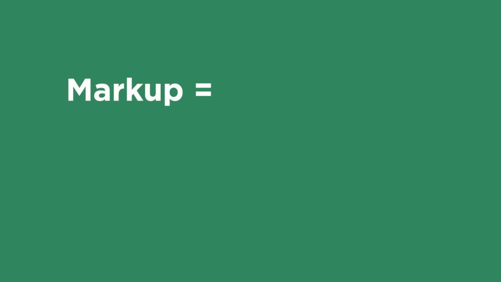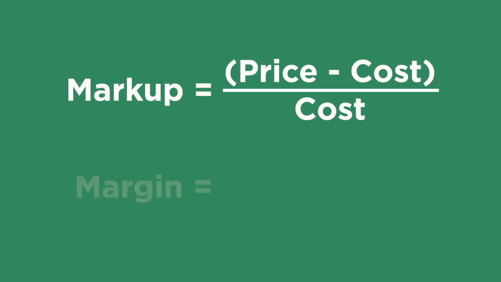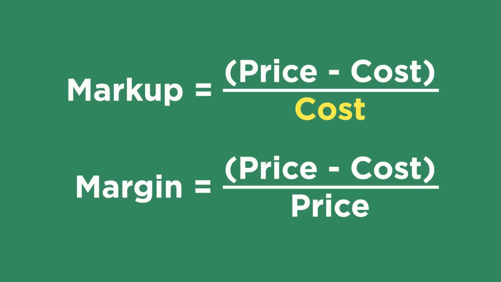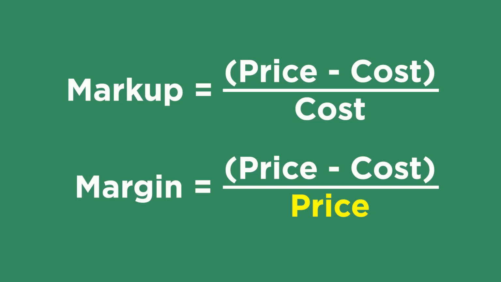That is, markup is how much you mark up the cost, calculated by taking the selling price minus the cost, divided by the cost, and margin is what's left over in the sale, calculated by taking the selling price minus cost, divided by selling price. Notice the only difference between these two formulas is markup's divisor is cost and margin's divisor is price. Personally, I find it easier to remember that margin is short for profit margin, which also relates to sales. Therefore, selling price must be the denominator for margin, which leaves cost as the denominator for markup.